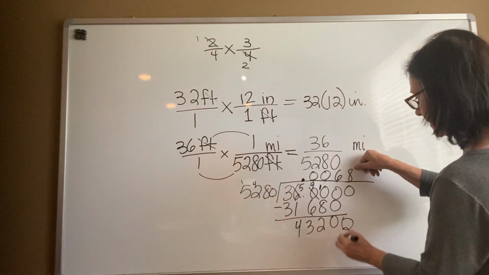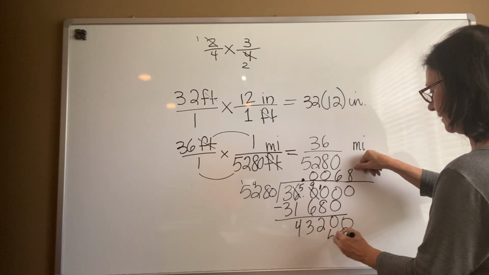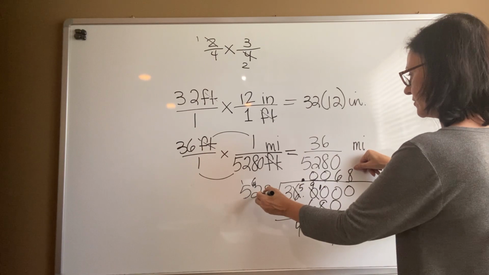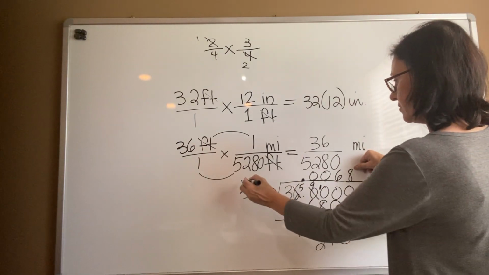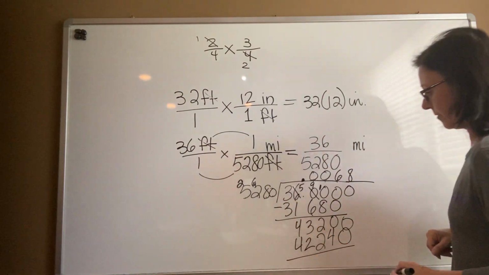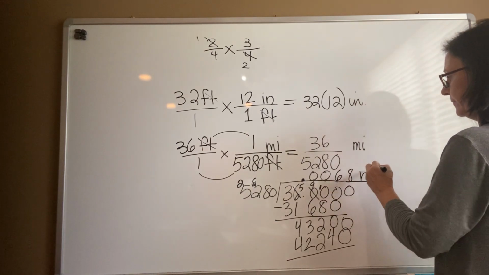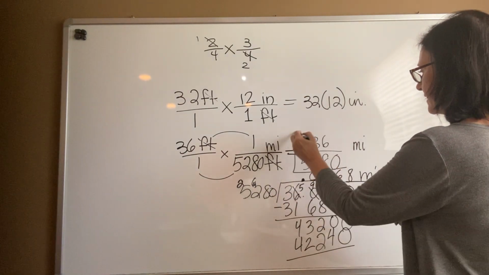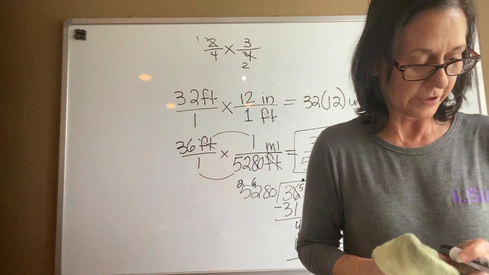8 times 0 is 0. 8 times 8 is 64. Carry my 6. 8 times 2 is 16. And 6 more is 22. Carry my 2. And that's 42, and I have a small remainder. So this is how many miles. You could actually take this and begin simplifying it. We'll learn simplifying fractions, okay?